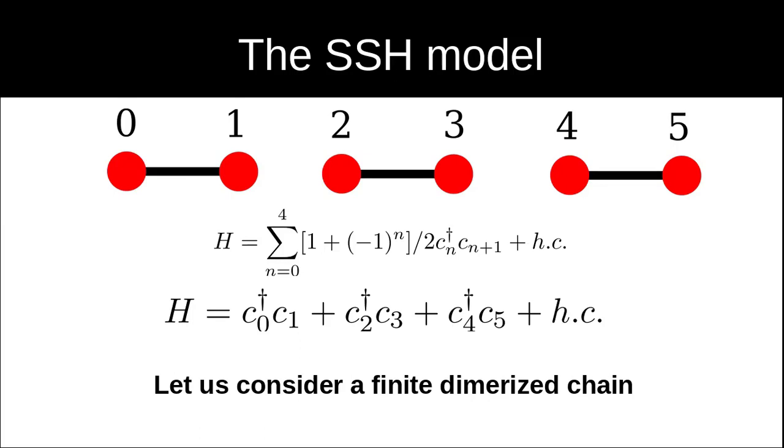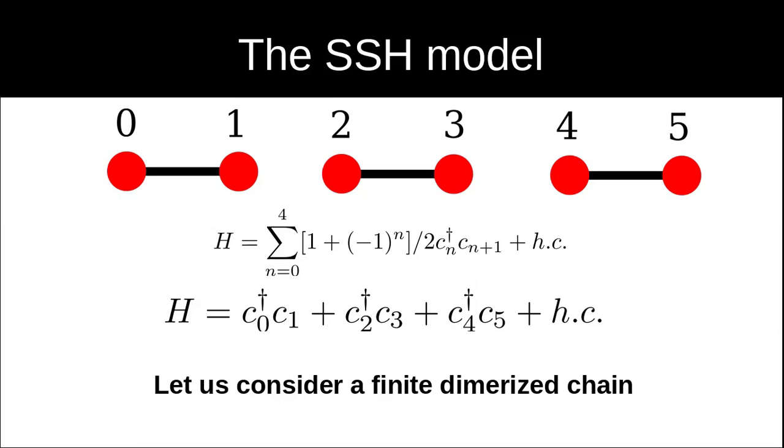Okay, so we are going to take a one-dimensional lattice. We are going to take a one-dimensional chain. And this one-dimensional chain is relatively special. Instead of having one site per unit cell, we are going to have two sites per unit cell. And we are going to take the extreme case where the chain is dimerized, meaning that we have a hopping between 0 and 1, a hopping between 2 and 3, a hopping between 4 and 5, but we don't have hopping between 1 and 2, and we don't have hopping between 3 and 4.